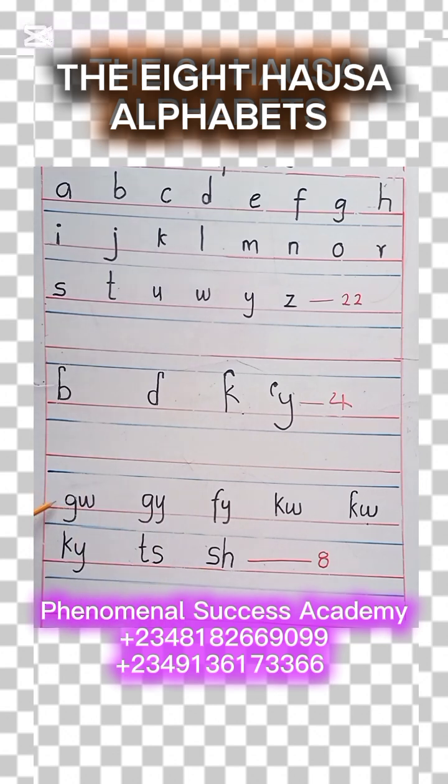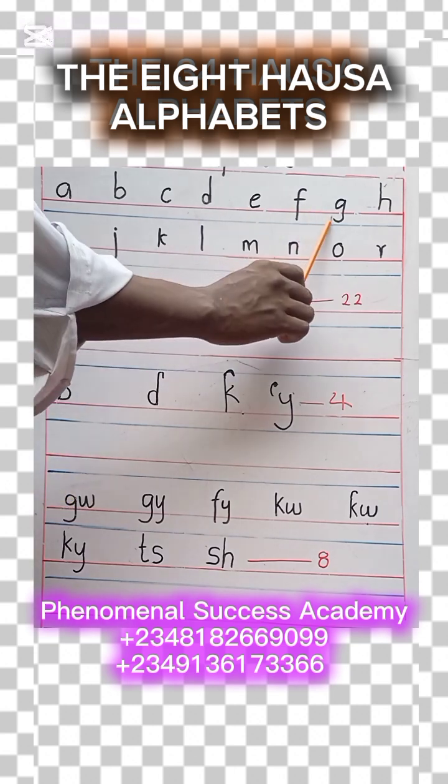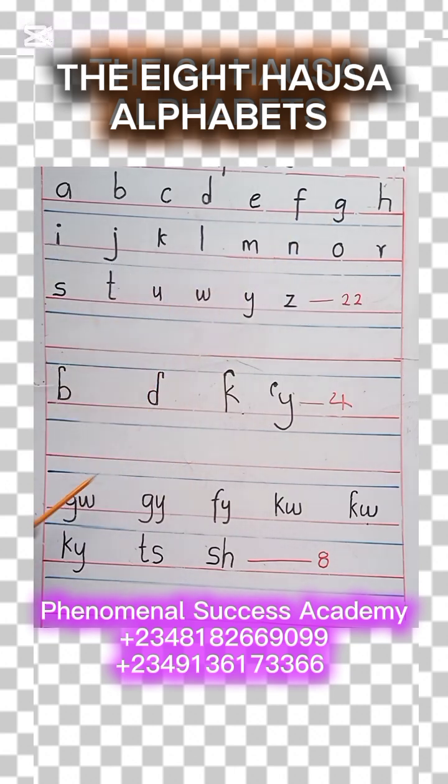Now, gwa, listeners, masu sauraro, wannan sautin gwa, the sound gwa is a combination of ga and wa. When you see them together, you don't say ga and wa. Idan kuka gansu a tare, kar ku ce ga da wa. You should say gwa.